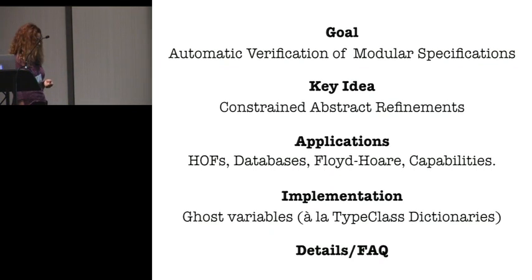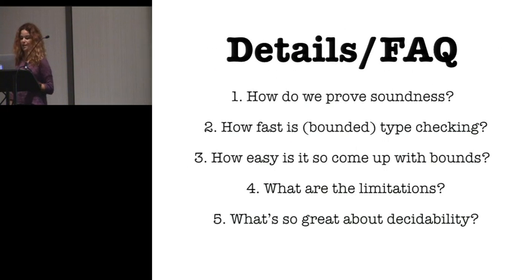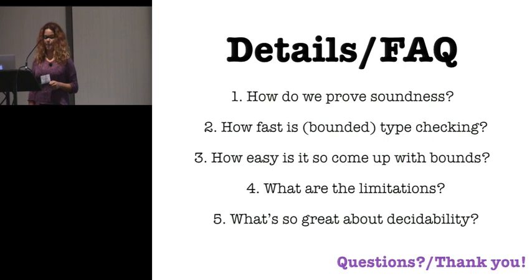So in the paper, you can find more details on common questions like how do we prove soundness, how fast is bounded type checking, how easy is it to come up with the bounds, what are the limitations, and why do we care so much about decidability.